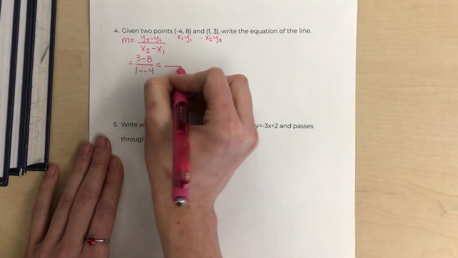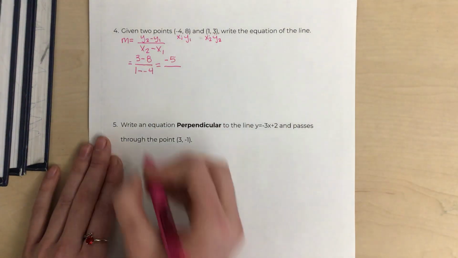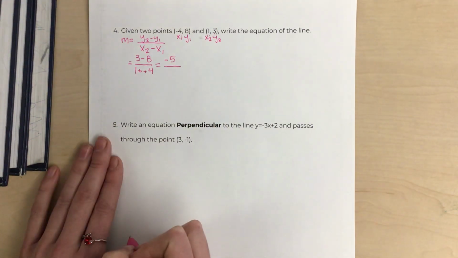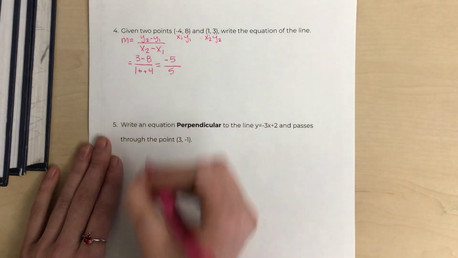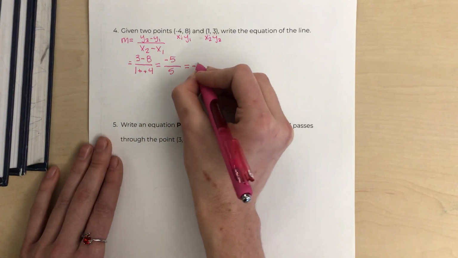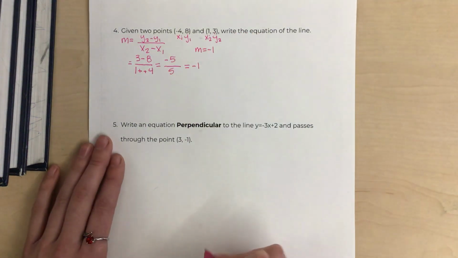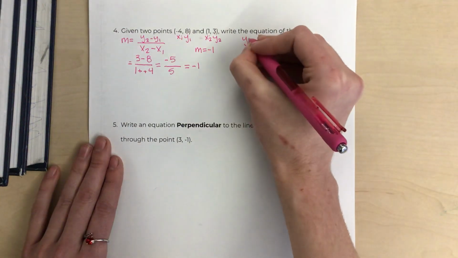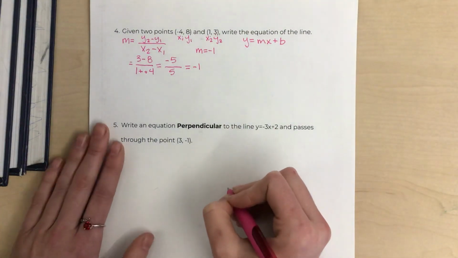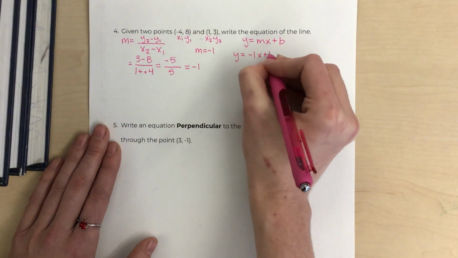So on top here, I would have 3 minus 8, which would give me a negative 5. And if I have 1 minus a negative 4, minus a negative becomes plus a positive. So 1 plus 4 would give me 5. Well, negative 5 divided by 5 simplifies to negative 1. So that means my slope is negative 1. And I can start writing my equation. Again, we want to write an equation using our slope, which means we're going to use the slope-intercept form, y equals mx plus b. So I can plug in my m, y equals negative 1x plus b.